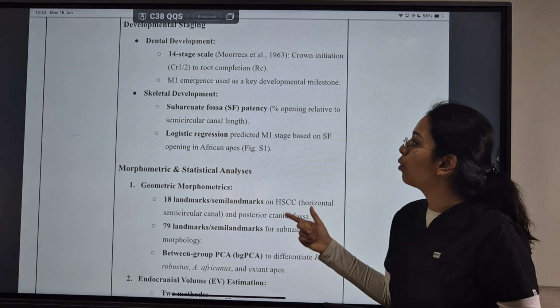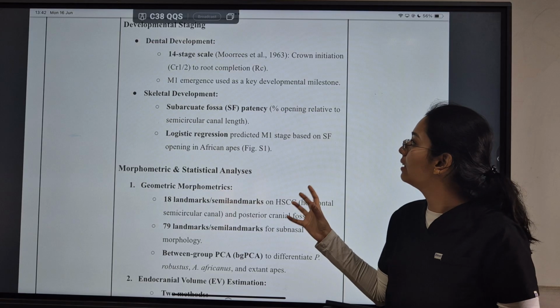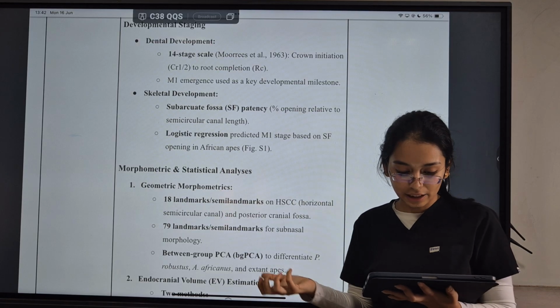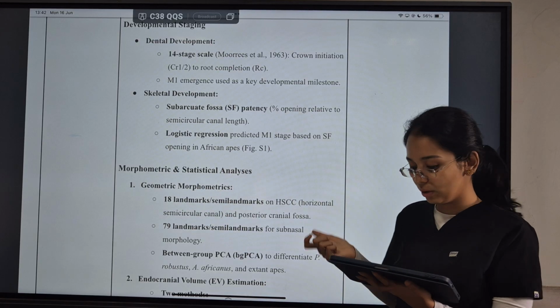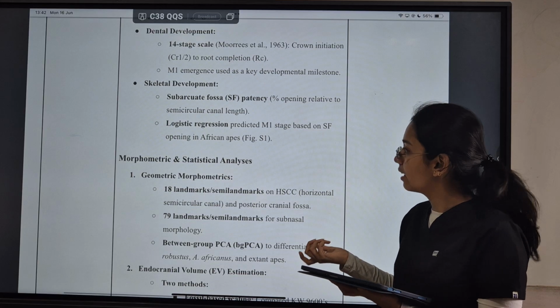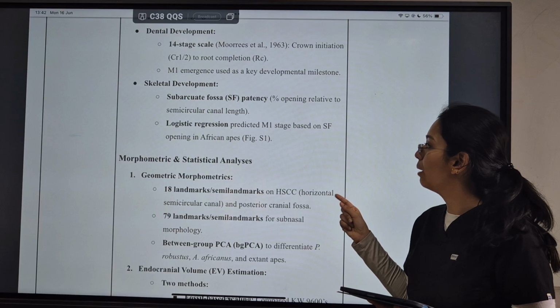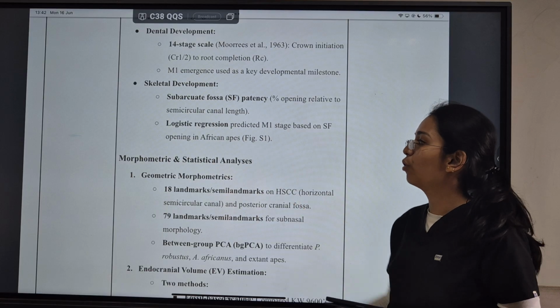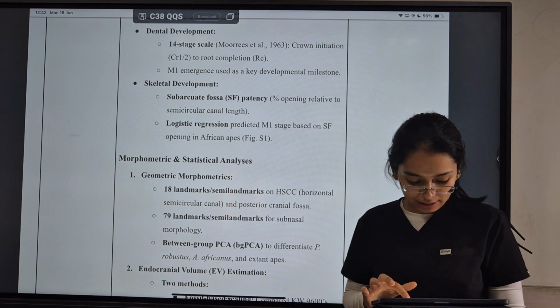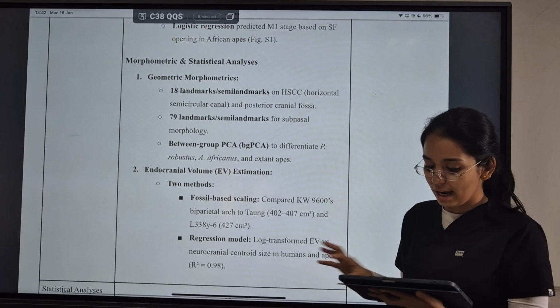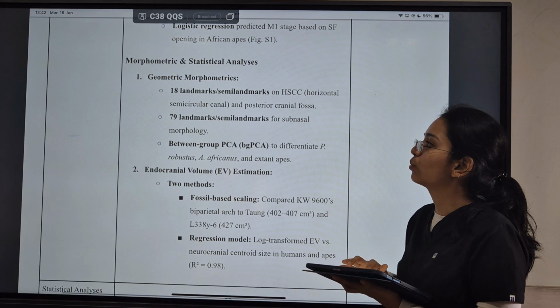The subarcuate fossa patency, that is the percentage of opening related to the semicircular canal length, was studied, and logistic regression was used to predict the stage of molar development based on the subarcuate fossa opening in African apes. Then morphometric and statistical analysis was done.